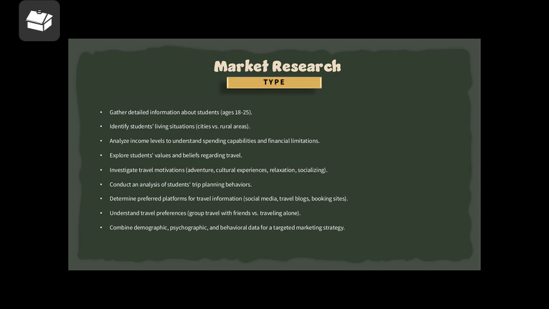Students often rely on peer recommendations and spontaneous decisions, making convenience and simplicity essential in our trip planning process. They predominantly seek travel information on platforms like Instagram, TikTok, and booking sites. While group travel with friends is a favorite choice, many are also exploring the independence of solo travel. These insights will guide our marketing strategy, ensuring Broke and Bold delivers meaningful, affordable, and accessible travel experiences tailored to this audience.